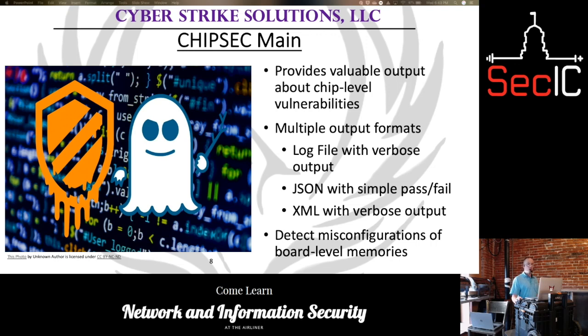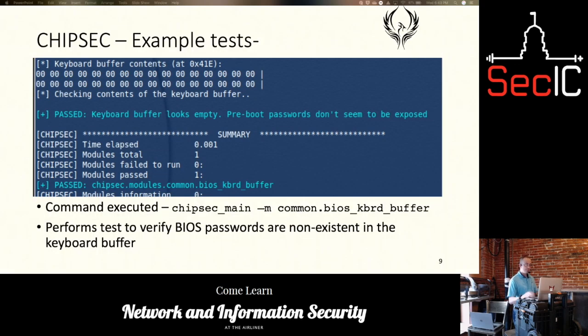And the multiple outputs, as we had talked about: you can just do a log file that has all the verbose output, and that's a lot of information. The JSON file is a very simple pass-fail. It just lists the module and then pass or fail. And then the XML, similar to the log file, is a more verbose output, just a little bit easier to manipulate programmatically. And it does an excellent job of detecting misconfigurations of board level memories. So here is an example of one of the tests running just the module.